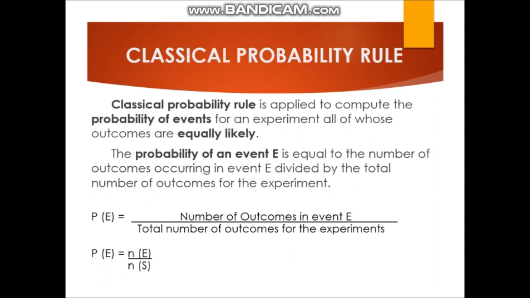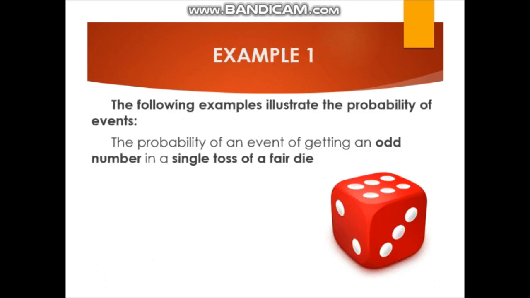And for you to understand this classical probability, let me give you an illustration or an example in getting the probability of an event. So we have here the probability of an event of getting an odd number in a single toss of a fair die. So we have a single fair die in which it has six faces, which are composed of 1 point, 2 points, 3 points, 4 points, 5 points, and 6 points. So meaning to say, in a fair die, it is composed of six elements as a sample space.